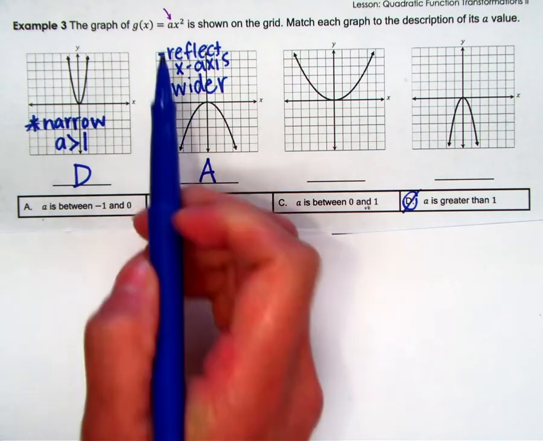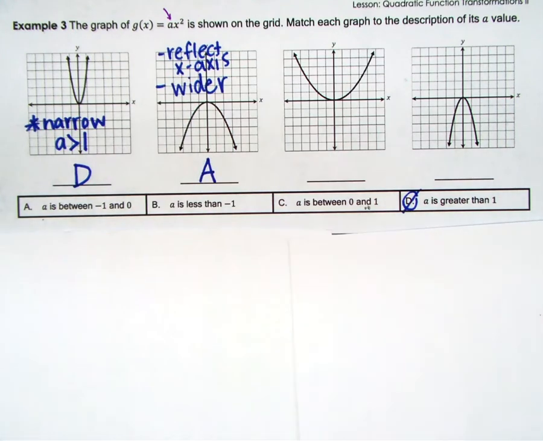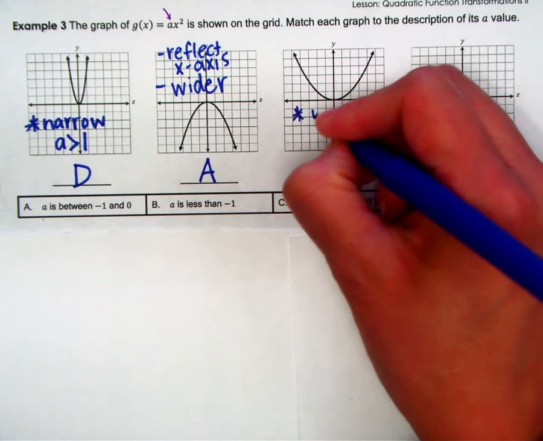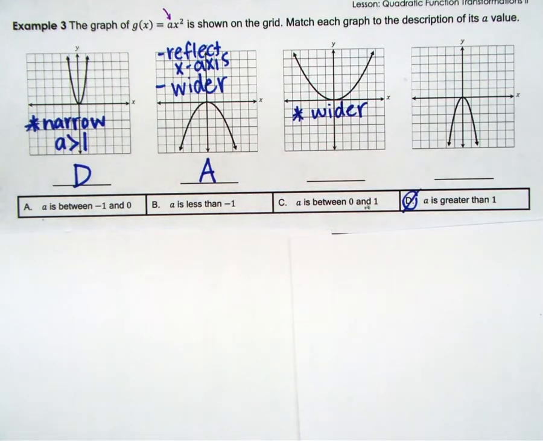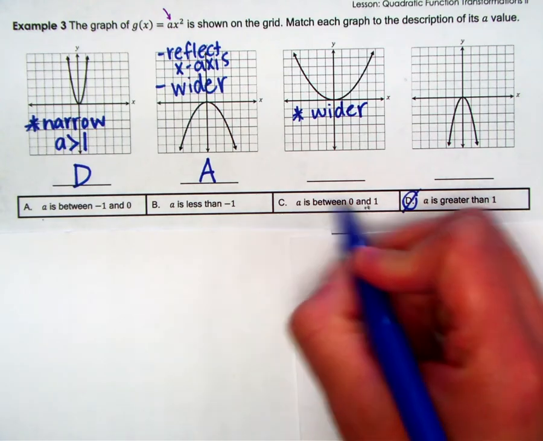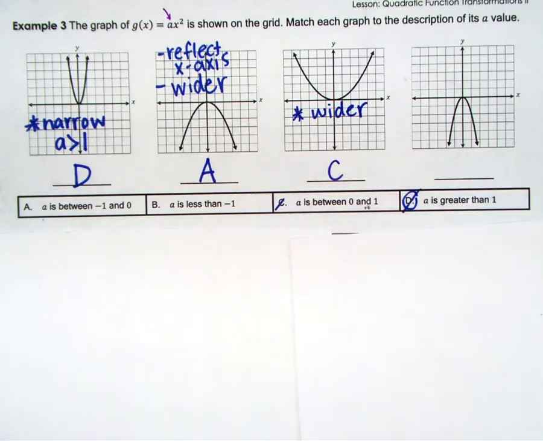So a is that number in front of the x squared. This graph here is wider. When your graph is wider, that value will be between 0 and 1, so C.